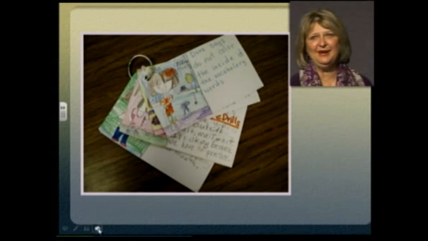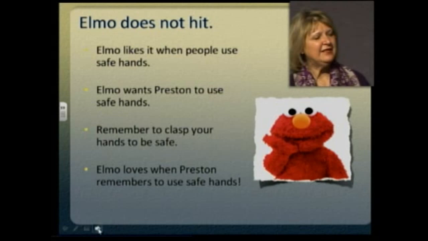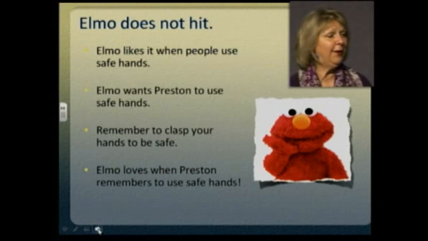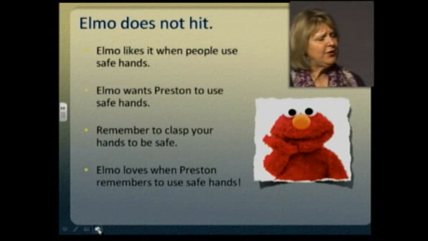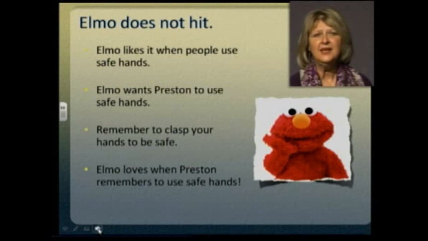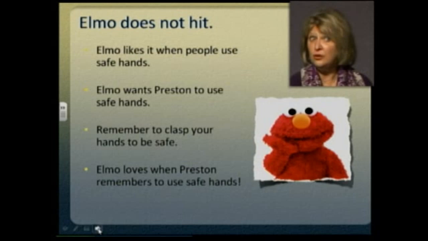In this next one, this was for a much younger child. This is for a three-year-old. And as you can see, his favorite character is Elmo. Elmo likes it when people use safe hands. Elmo wants Preston to use safe hands. Remember to clasp your hands to be safe. Elmo loves when Preston remembers to use safe hands. Just four simple sentences that he would understand. And again, with this piece, it could also be role-playing, what it might look like, actually using Elmo.